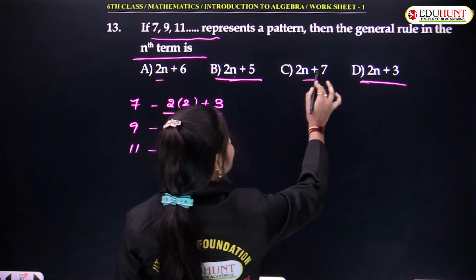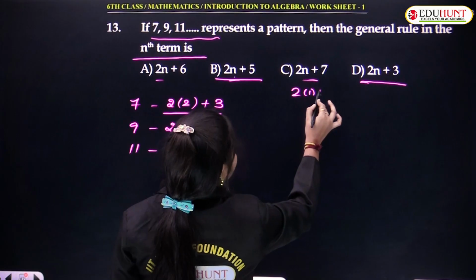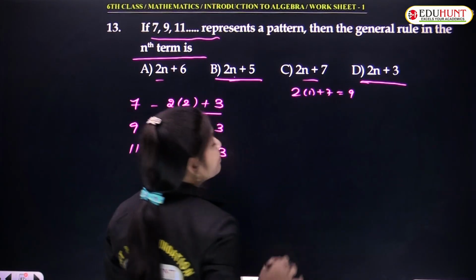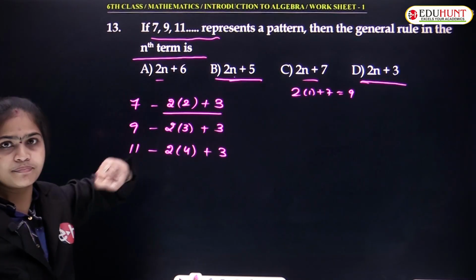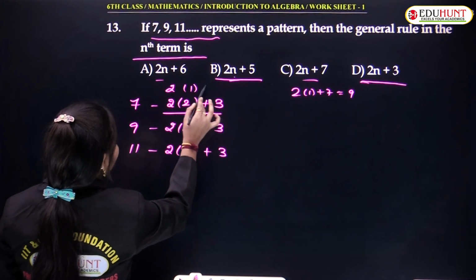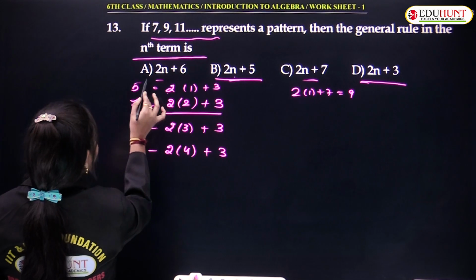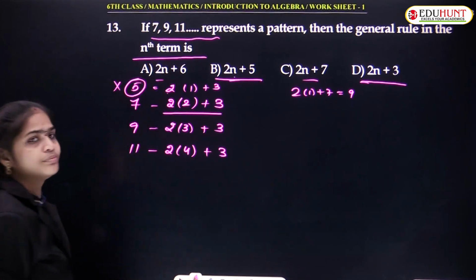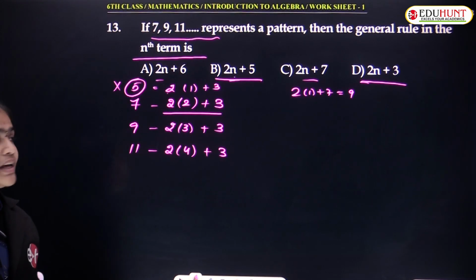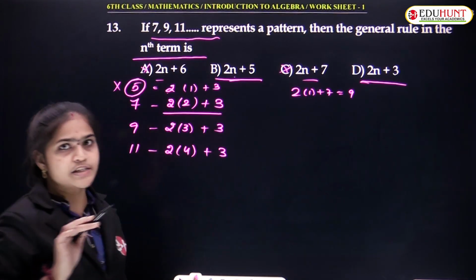Next, come to this one, 2n plus 7. Here, for example, 2 into 1 plus 7 equals 9. But the first term is 7. As per this condition, 2 into 1 plus 3, what will you have here? 2 ones are 2, plus 3 is 5. But here 5 is not there, no. The 5 condition is not there. So that's why this condition is not satisfied, we know that.